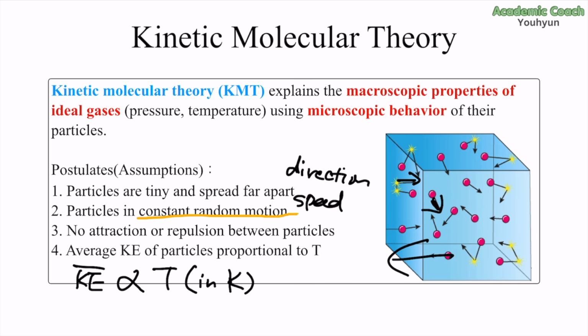The last one is really important. Since every single particle moves at a different speed, they don't have one single speed or kinetic energy in common. Instead, we can measure the average kinetic energy of a sample of gas particles, and that average value is always proportional to the temperature measured in Kelvin.